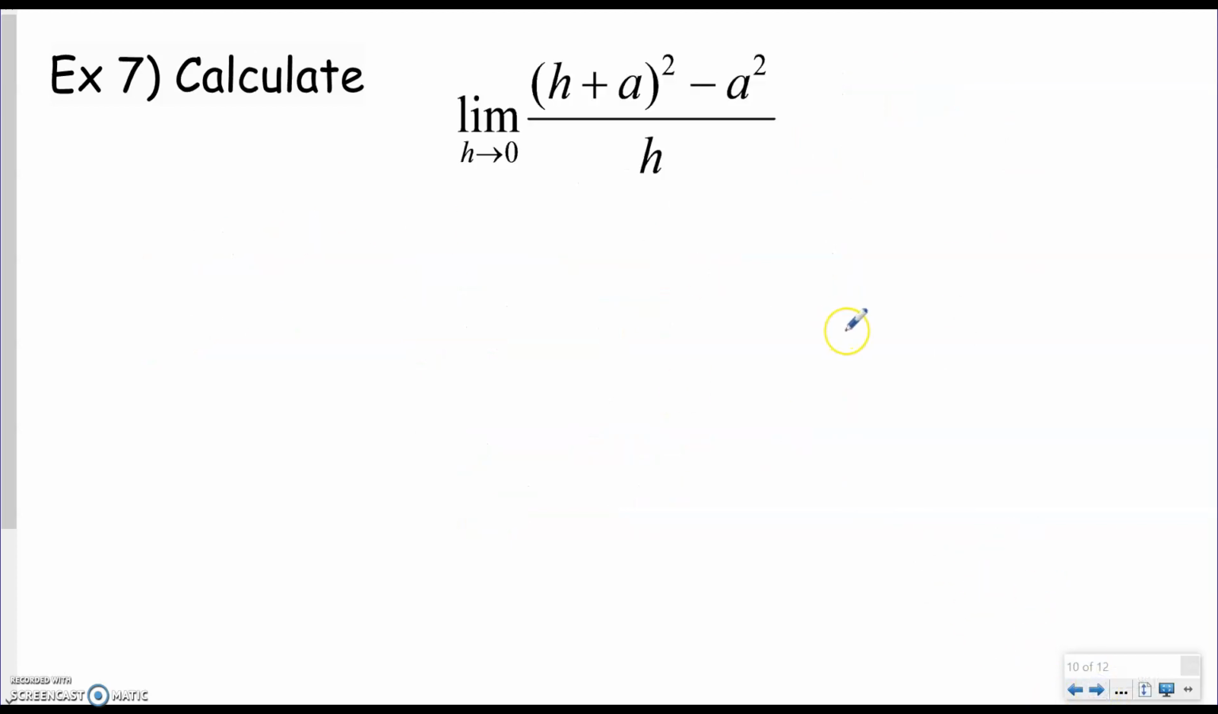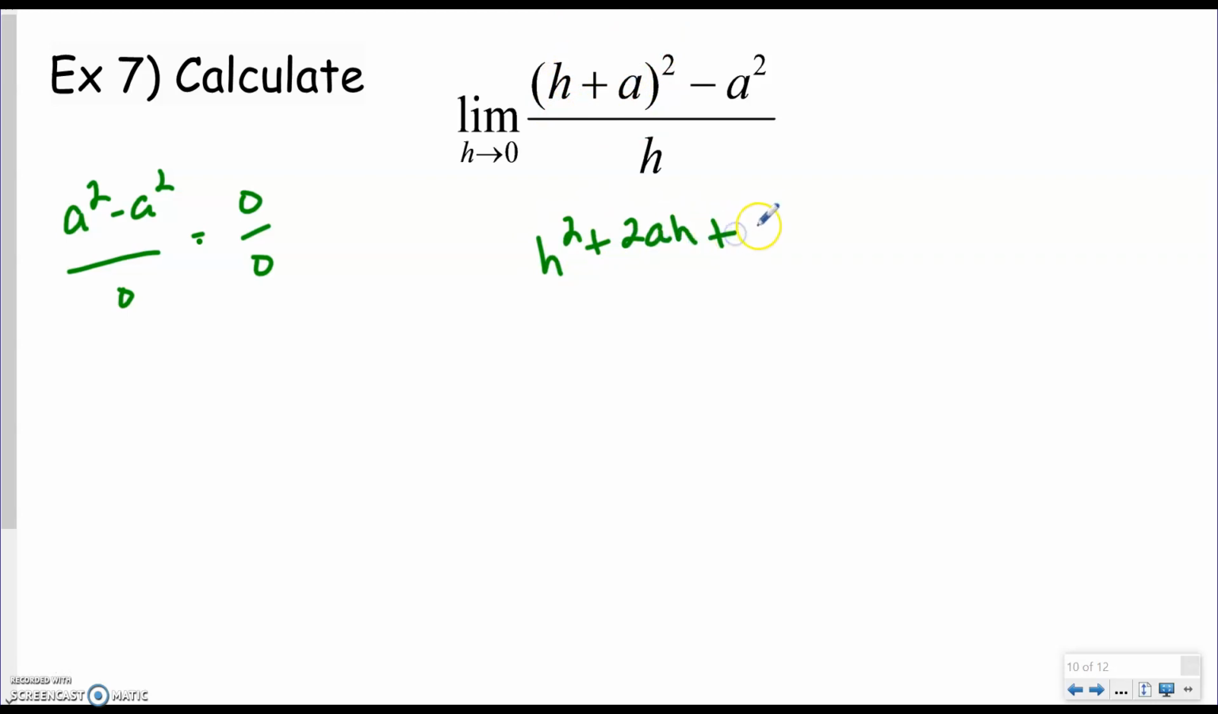Last one. Okay, simplifying this one out. If I plug in 0 here, I get a squared minus a squared over 0, which is 0 over 0. So indeterminate. We are actually going to simplify this by multiplying out this group here. So I'm going to have h squared plus 2ah plus a squared, and then minus a squared over h.